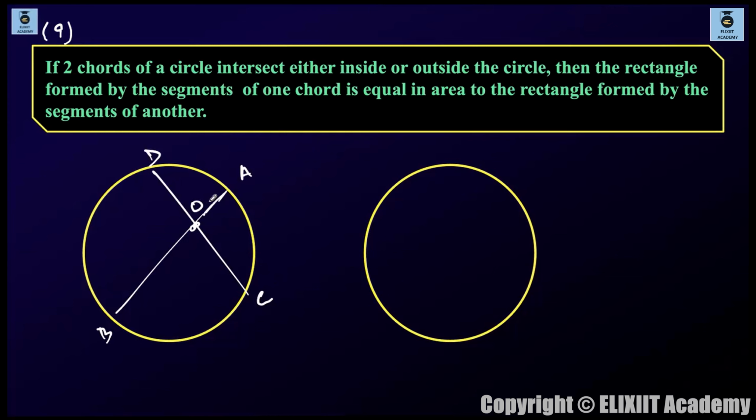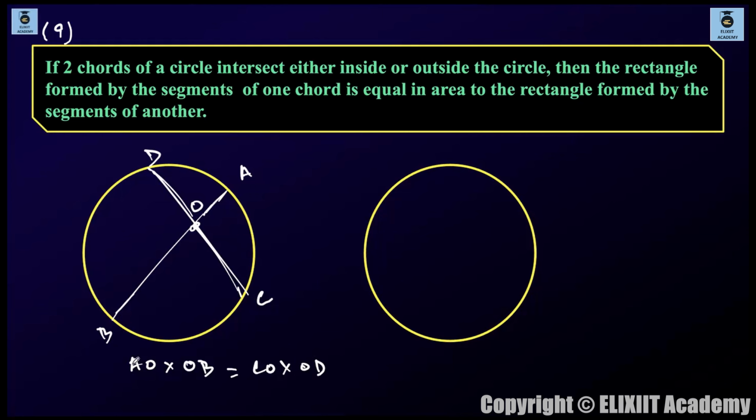So what is the main formula? The formula is AO times OB is equal to CO times OD. This multiplied by this is equal to this multiplied by this. If the 2 chords are intersecting internally, inside the circle, then this is the main statement which you are supposed to write down.